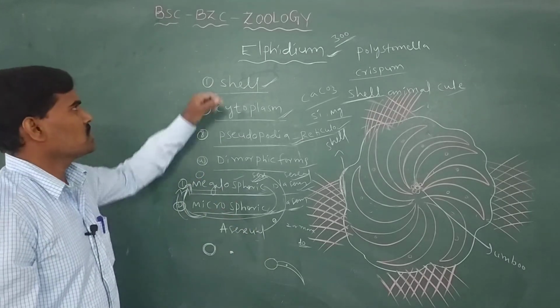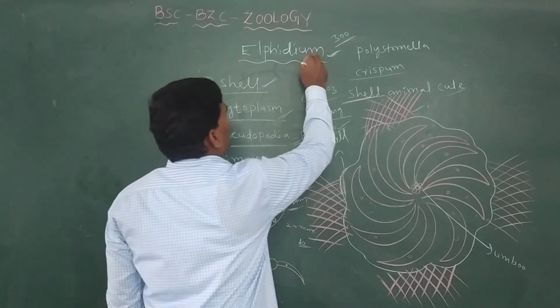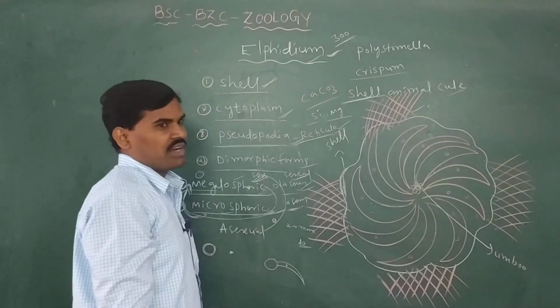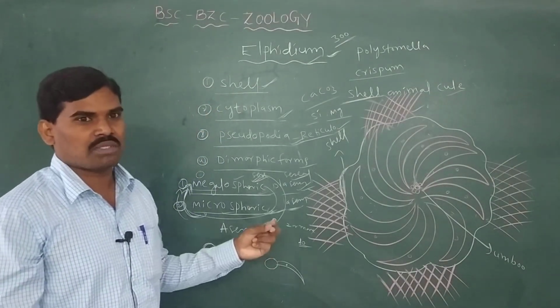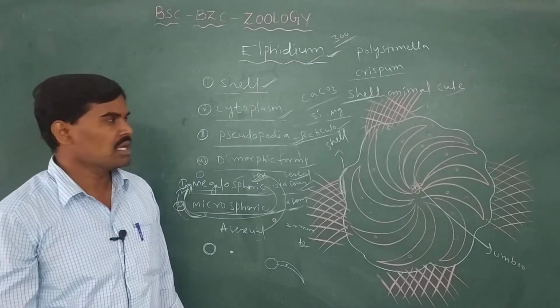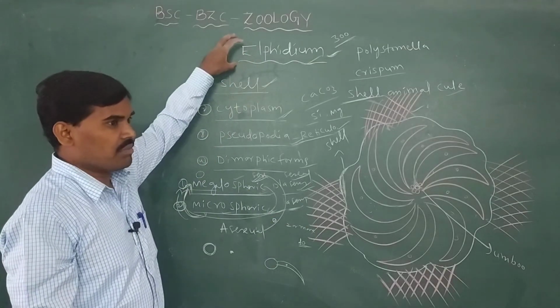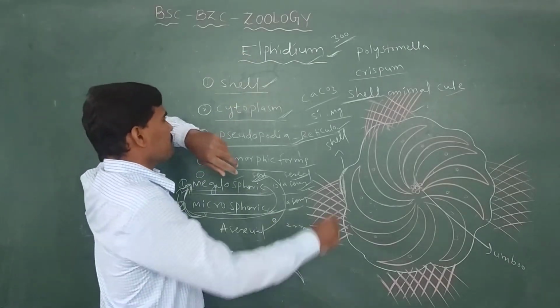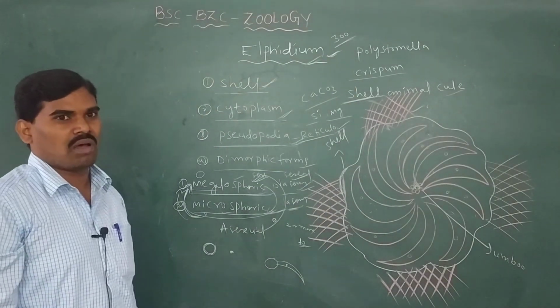This is clear. So this is the external morphology of Elphidium. Elphidium is also called Polystomella, Elphidium crispum. Elphidium lives in sea water, marine waters, at a depth of about 300 meters. Elphidium is commonly called the shell animalcule.